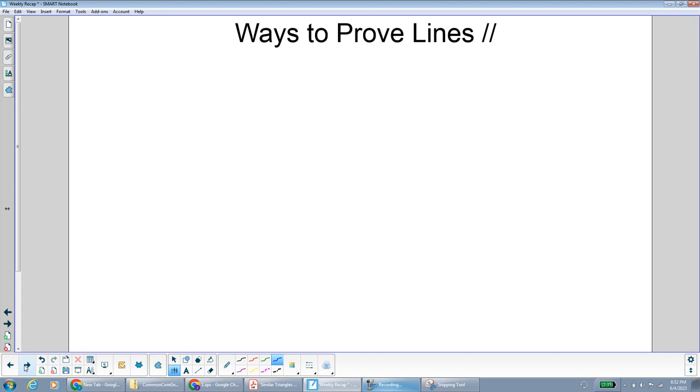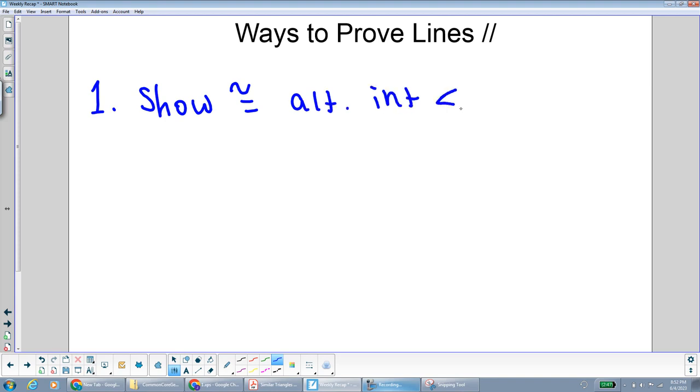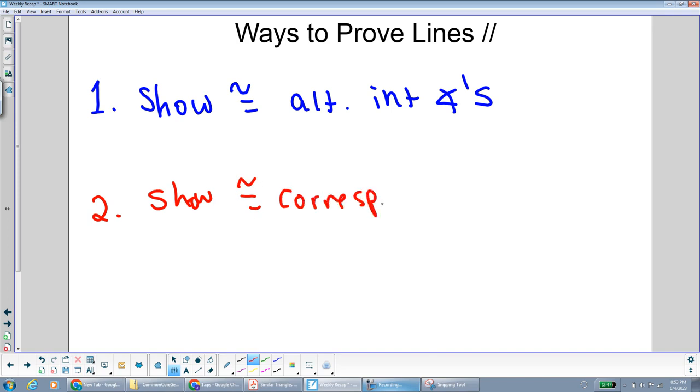So if you're writing a proof that says prove two lines parallel, or if you have a question about making lines parallel, the ways that you can prove lines parallel that come up the most often are, number one, show that you have a pair of congruent alternate interior angles. If you can show that, that will prove that the lines are parallel. Number two, show that you have congruent corresponding angles. These are the ways that come up the most often.